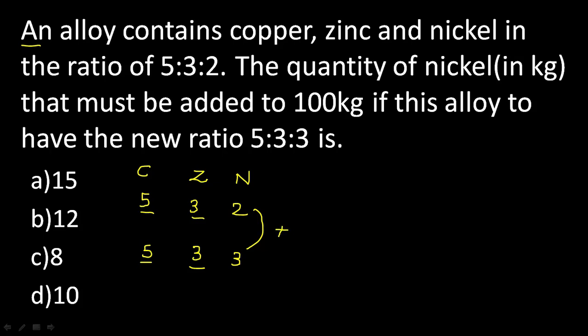How many units are they adding? They are adding 1 unit. In this ratio method we have to find the actual value of the answer, but we are going to deal with the ratios only. So here the actual value they have given is 100 kg. Initially how many units are there? Totally 10 units are here. So 5 plus 3 is 8, 8 plus 2 is 10. This 10 units is nothing but 100 kg, that is the actual value they have given. So 1 unit will be 10. So how much nickel is added? 1 unit. So the answer is 10.